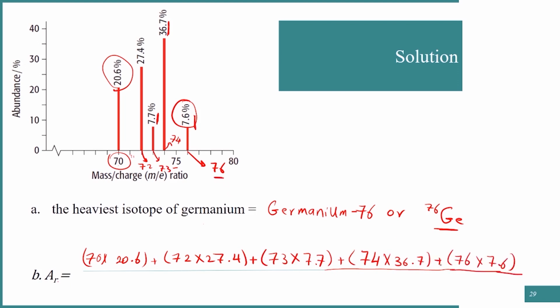This will give us that the relative atomic mass of germanium is equal to 72.703. You can see that this number is close to the number presented in the periodic table for germanium relative atomic mass.